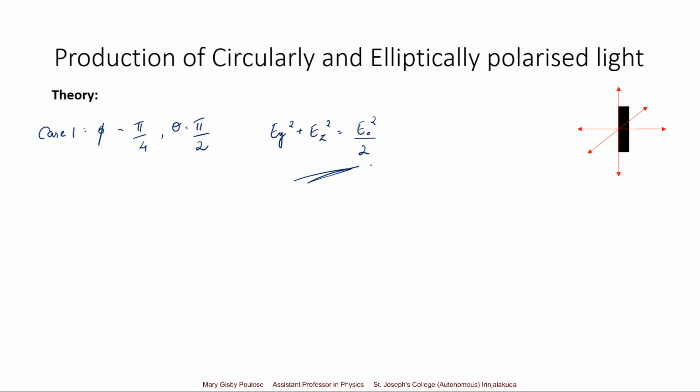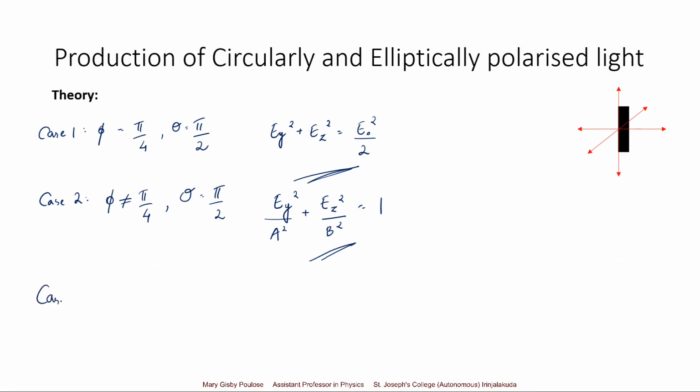a circularly polarized light. Now for the next case, if we have the phi value not equal to pi by 4 and theta is equal to pi by 2, this will give rise to an expression of the form Ey square by A square plus Ez square by B square is equal to 1. This is the equation of an ellipse, and hence we understand that the emergent ray will be elliptically polarized light.